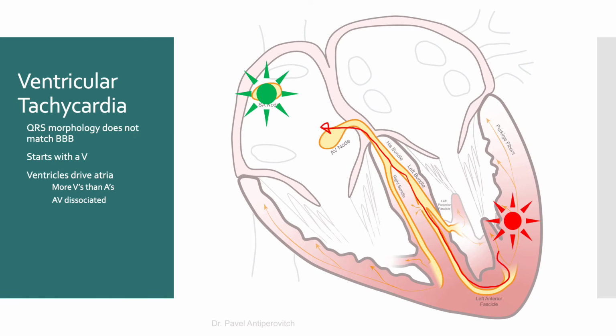Now, the key feature of VT, remember that it's driven entirely by the ventricles. There will be at least as many V's as there are A's, or at least as many QRS's as there are P waves. And oftentimes there are more V's than A's. In those who have no VA conduction, there may be sinus rhythm in the atria, and these demonstrate AV dissociation.